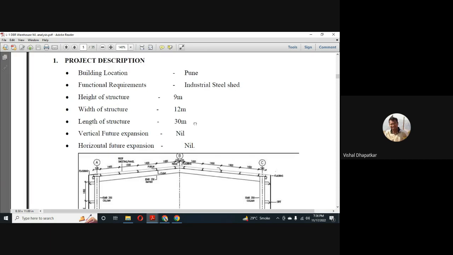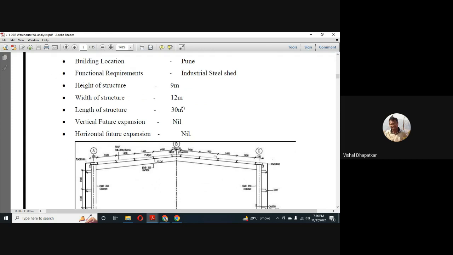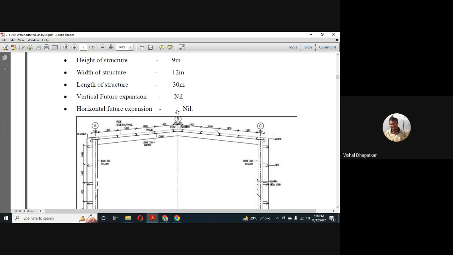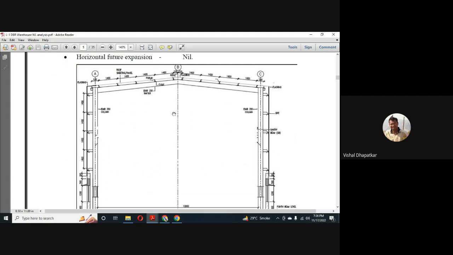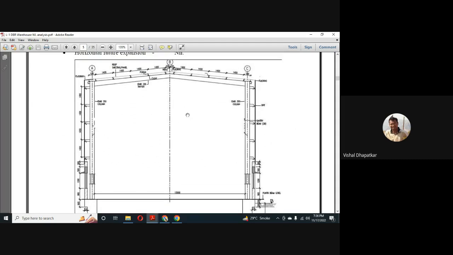Here in this design example, we have considered the height of the structure as 9 meter, width of the structure 12 meter, and length of the structure 30 meter. And we are not considering any future expansion, either horizontal or vertical. This is one of the cross sections of this warehouse structure.